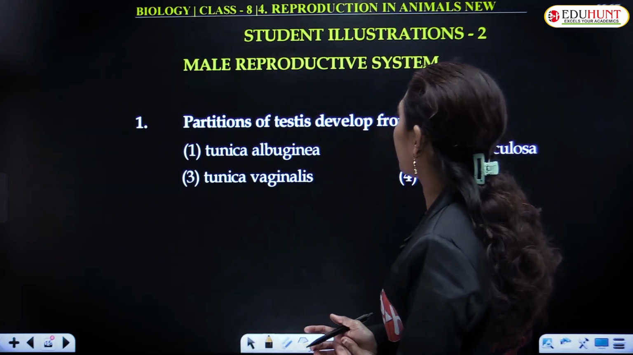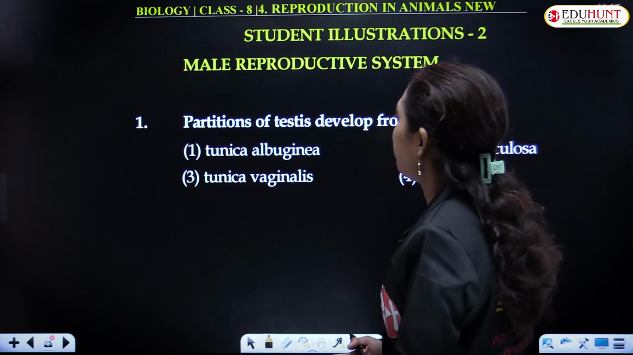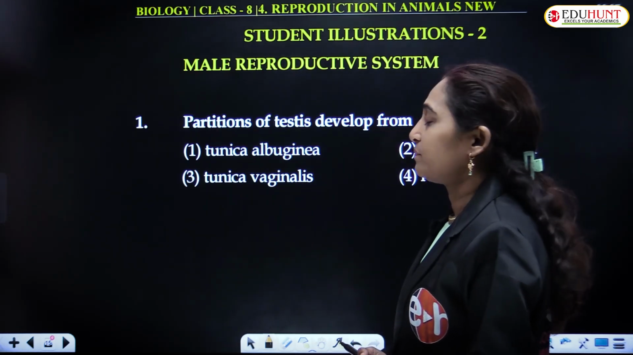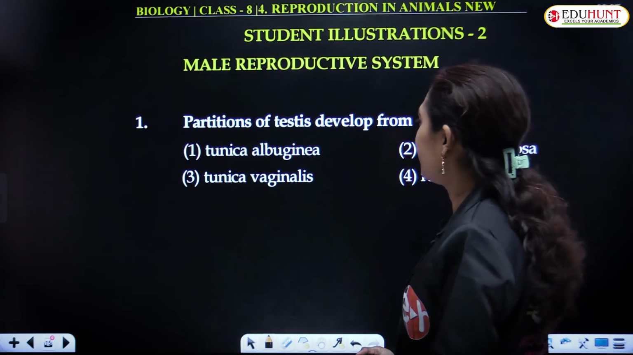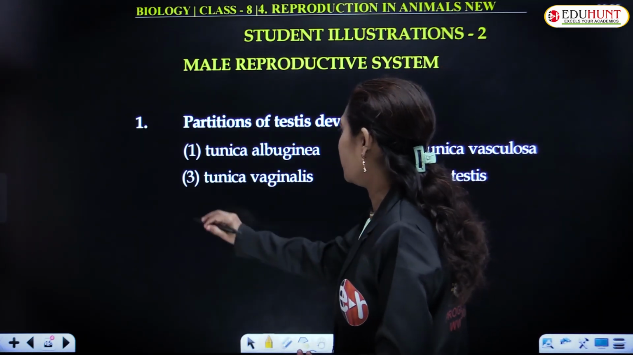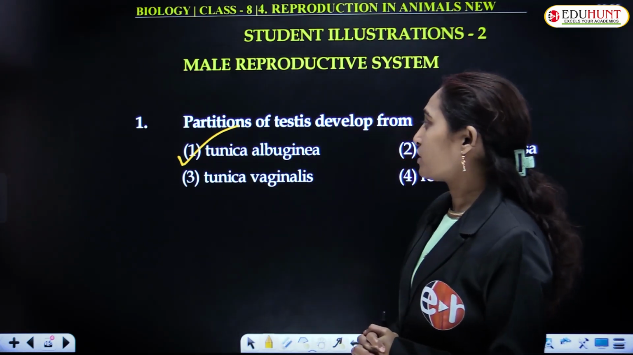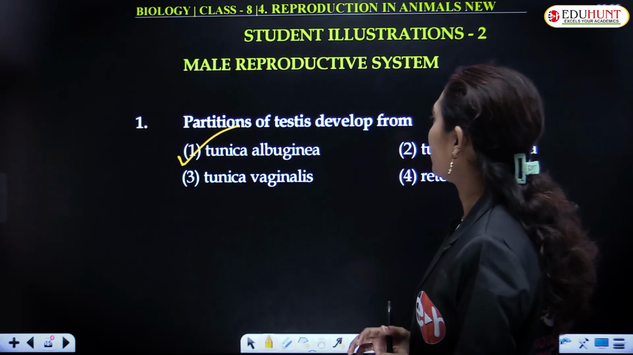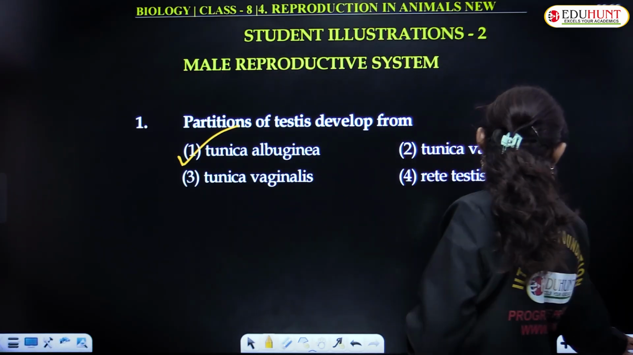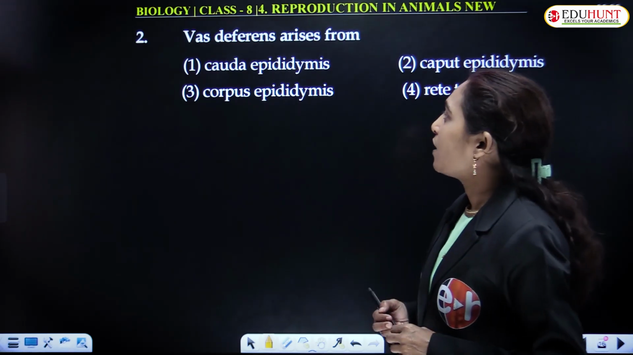These questions are related only to the male reproductive system. Partitions of testes develop from the tunica albuginea. Tunica albuginea is the structure which is associated with the partitions of the testes, the male reproductive primary organ.